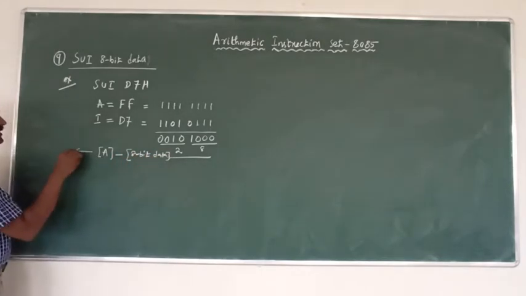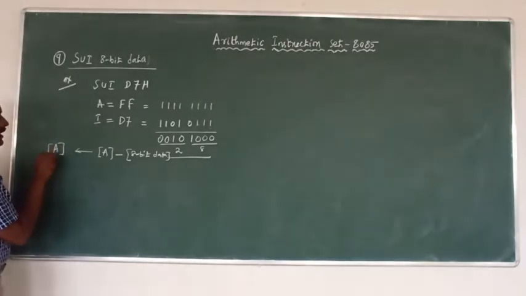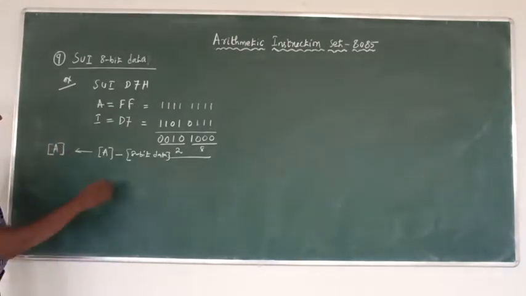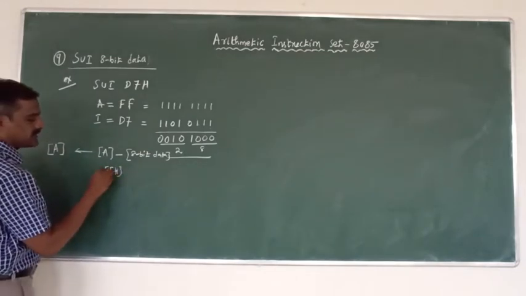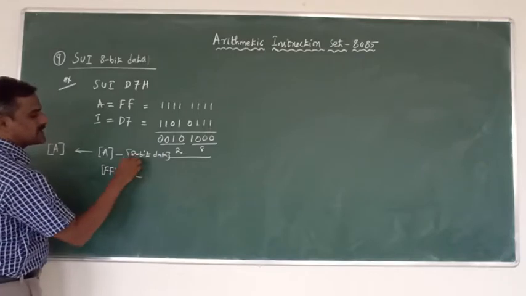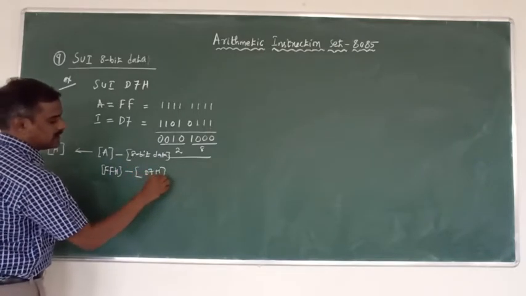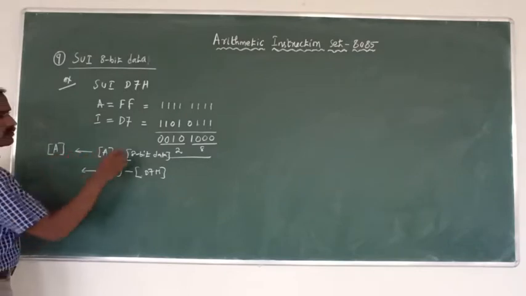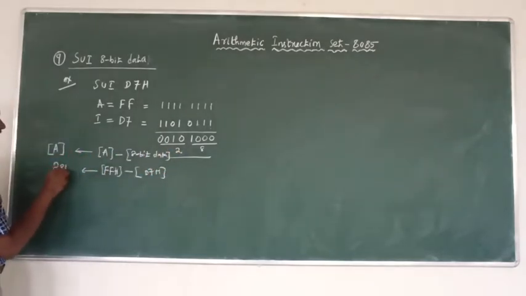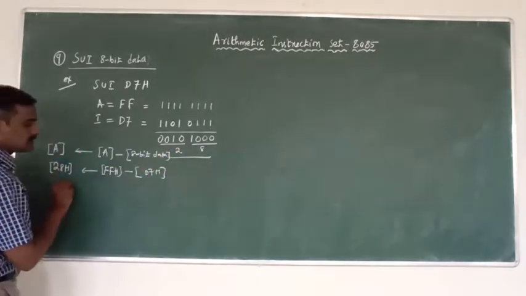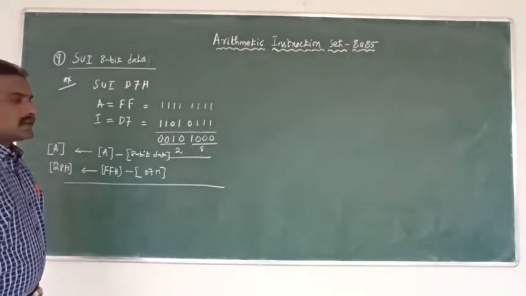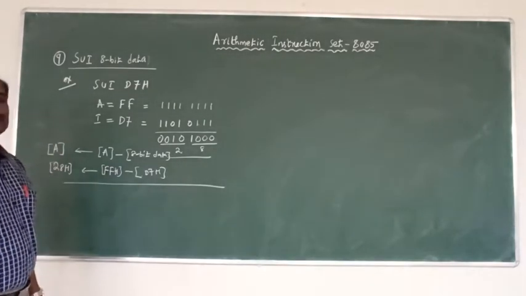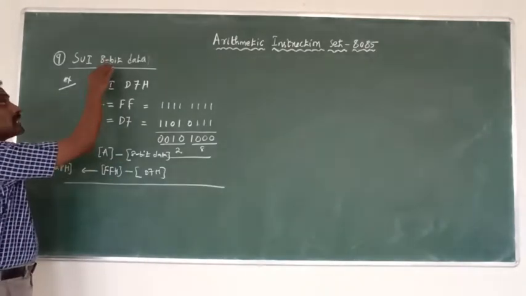That result is always stored in the accumulator. Here, the accumulator data minus the data in register D7, and then the result is always moved to accumulator 20 in H. This is the operation of SUI 8-bit data. SUB or SUBM, SUI 8-bit data.